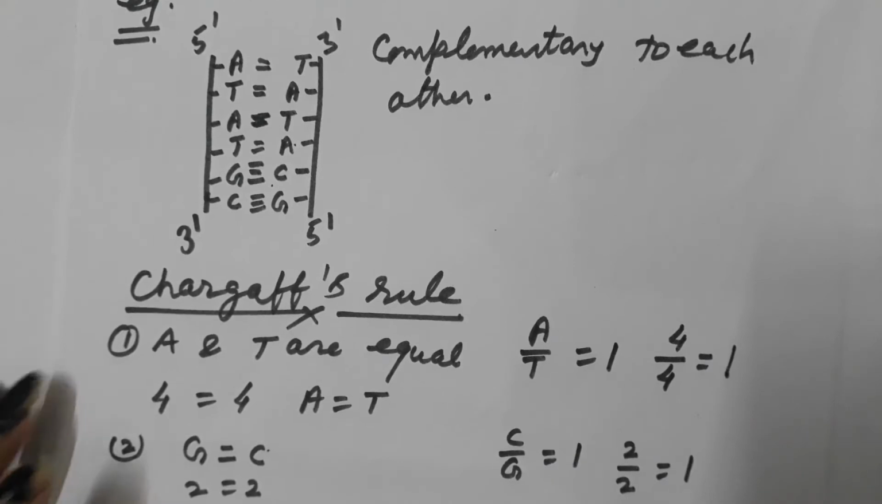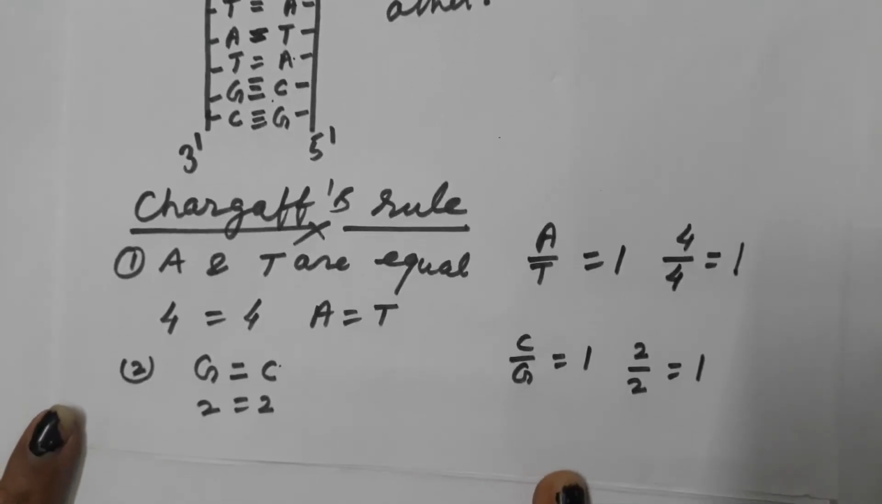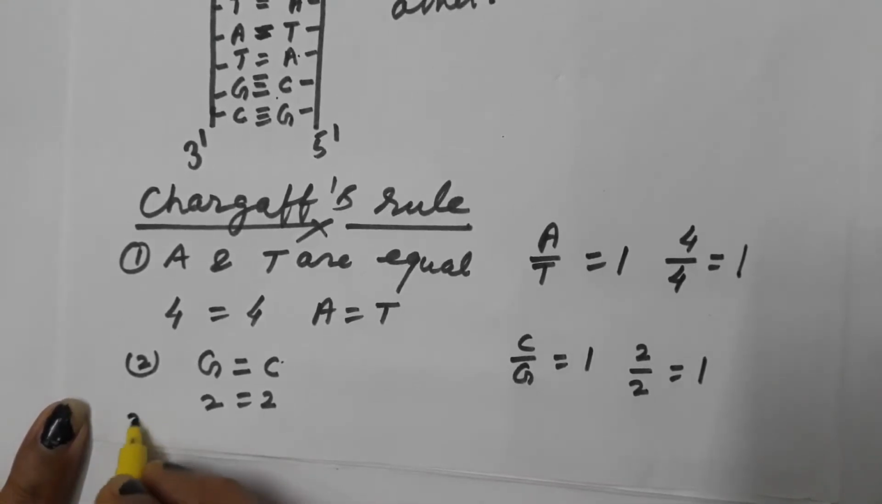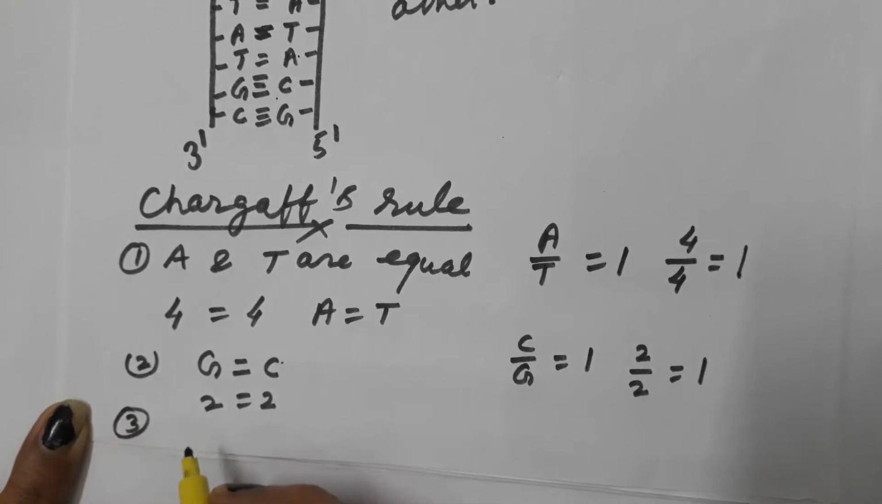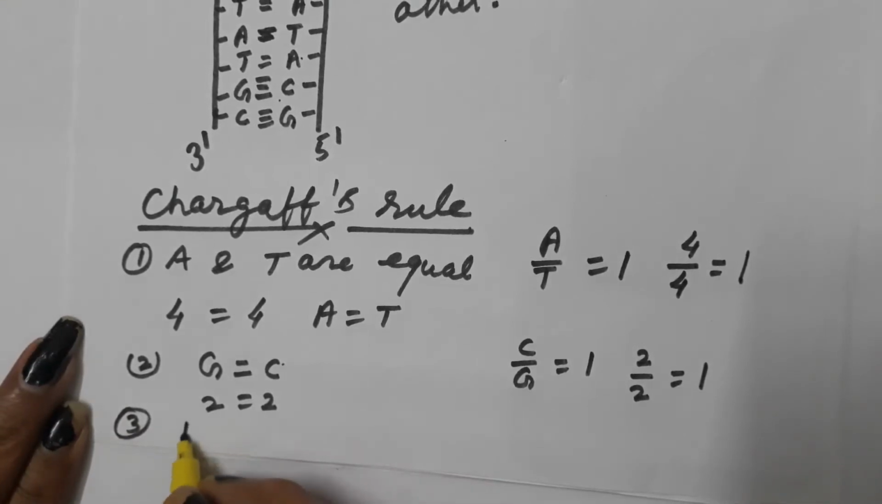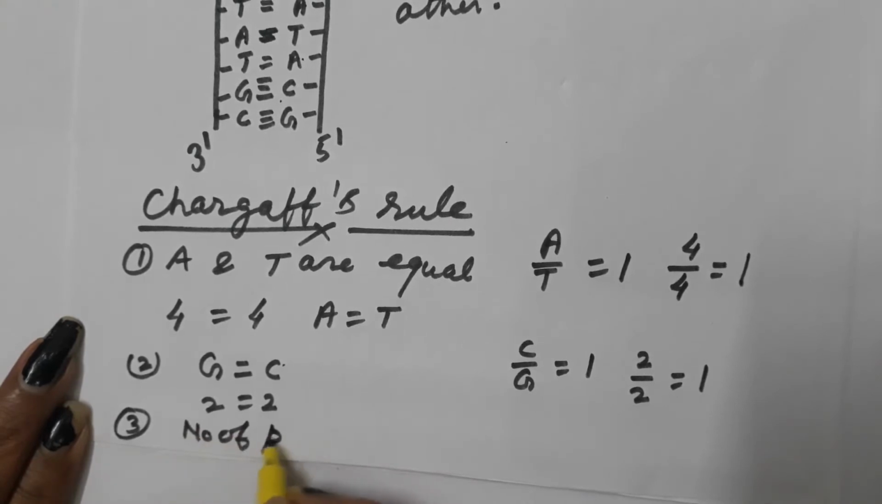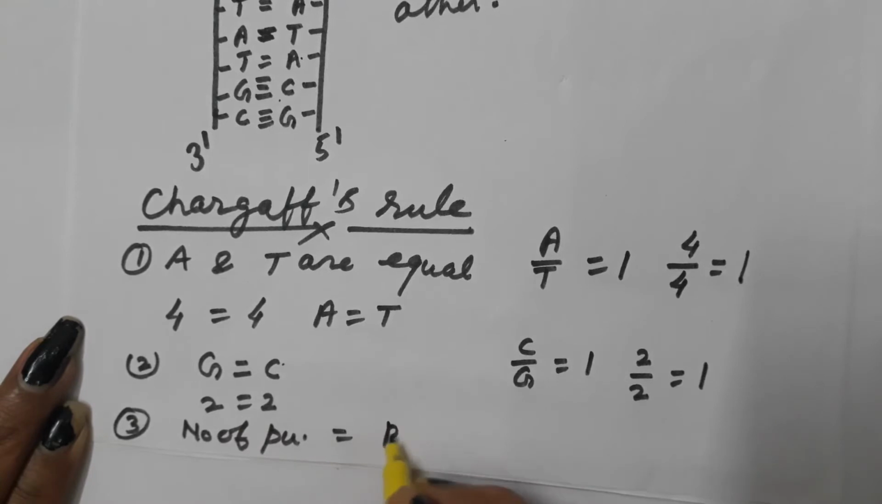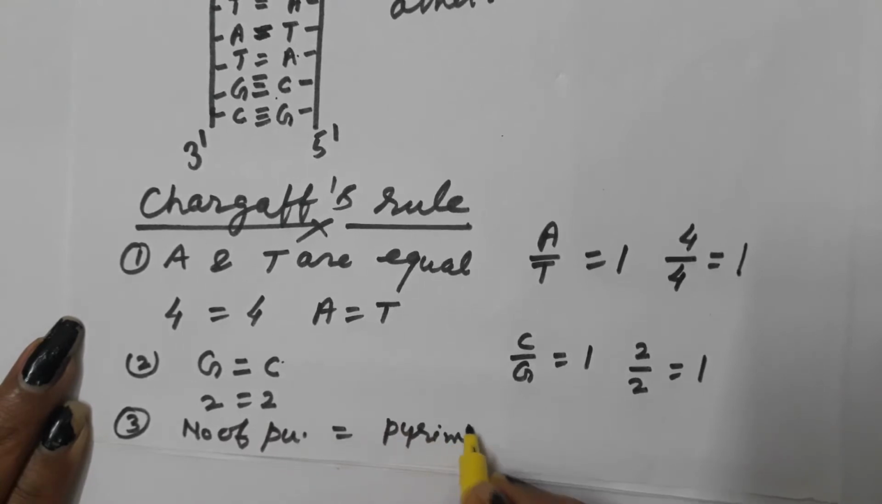What they further said, third point: the number of purines is always equal to the number of pyrimidines.